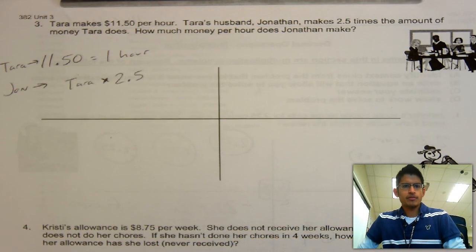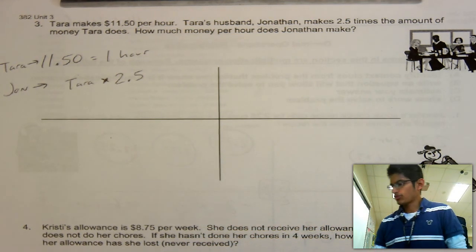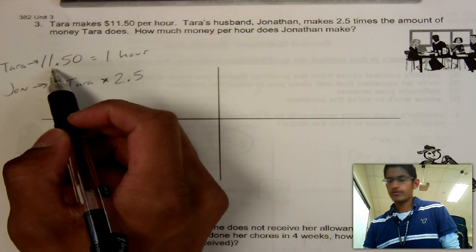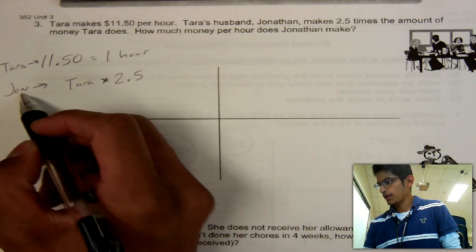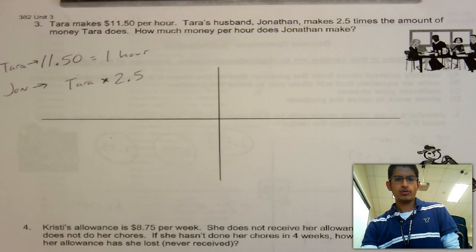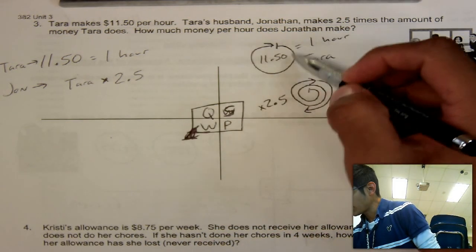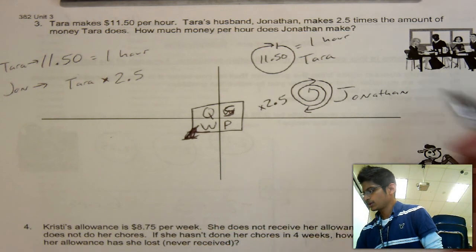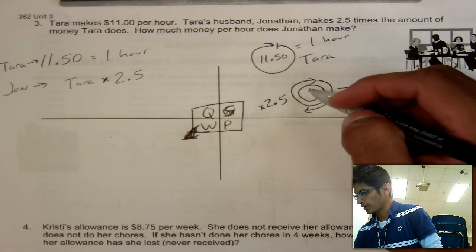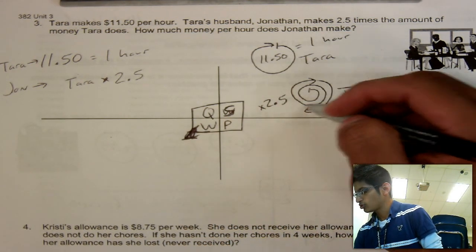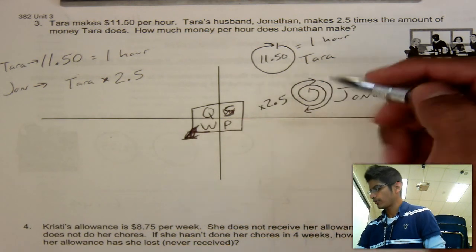Okay, number 3 says Tara makes $11.50 per hour. Tara's husband Jonathan makes 2.5 times the amount of money Tara makes. How much money per hour does Jonathan make? All right, so I wrote down that Tara makes $11.50 for 1 hour, and Jonathan makes whatever Tara makes times 2.5. Okay, for the next part, so I drew that Tara makes $11.50 for 1 hour, and Jonathan makes 2.5 times more. So I drew he makes two times and then a half more than what she makes.